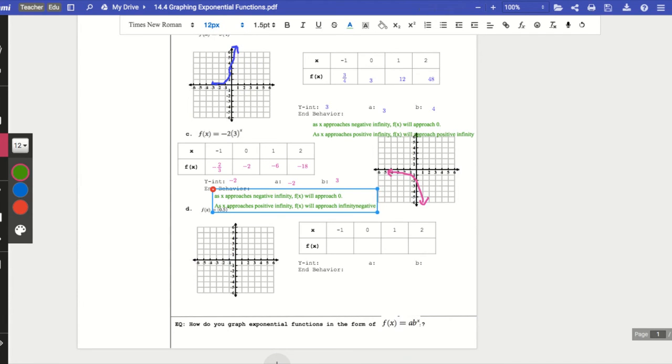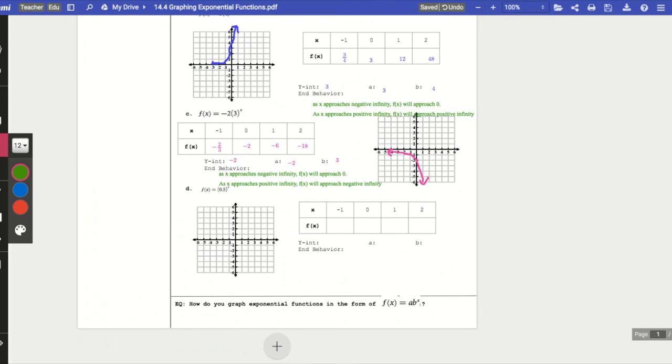And what this tells us is that if you had nothing to go off of, and you just described the end behavior, I know an exponential function is going to flatten out on one end and then increase exponentially on another. This would give me an idea of what that function would look like. So that's why we like to describe the end behavior.